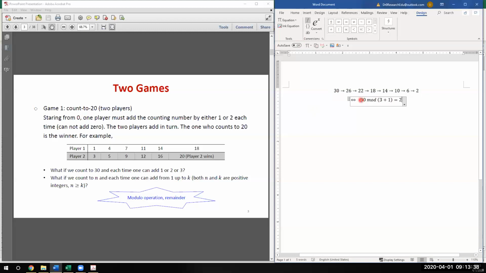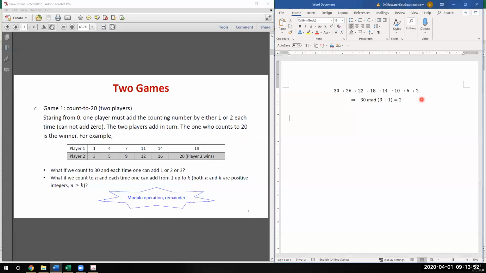So if you use 30 divided by 4, you get what? You get 4 times 7 plus 2 equals 30. So the remainder is 2. That's how you calculate this. So very similarly, if I have n versus k, the same.